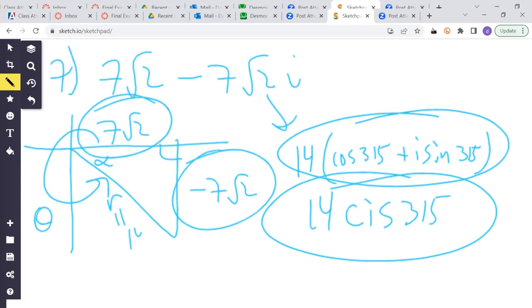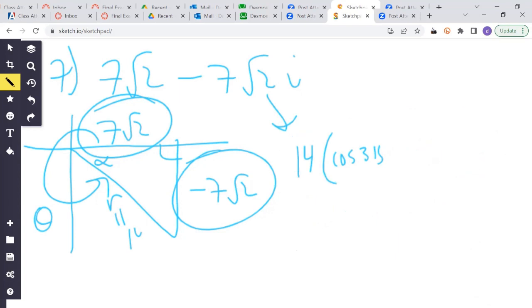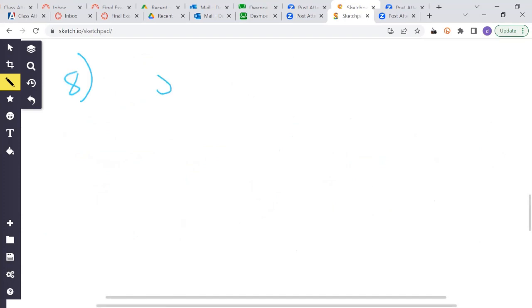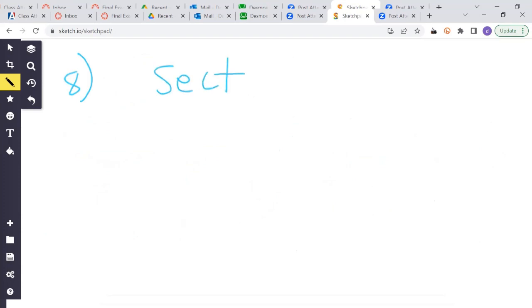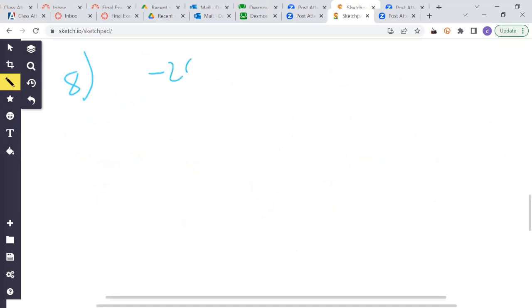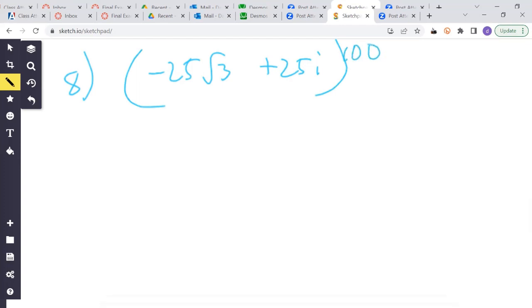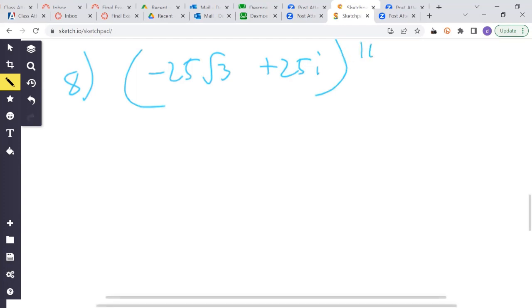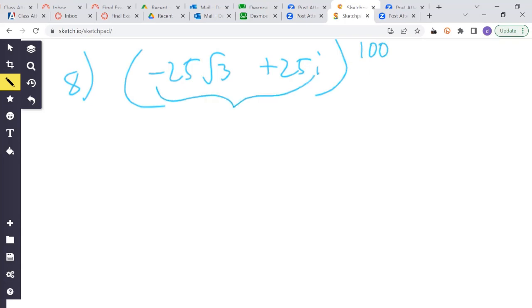All right. So number 8. Let's see. Number 8 here, this is on section, I think he said, 10.3. So this is De Moivre's Theorem. So number 8, De Moivre's Theorem. We have negative 25 square root 3 plus 25i, and all this to the power of 100. For De Moivre's Theorem, first take that number and convert it to polar form.